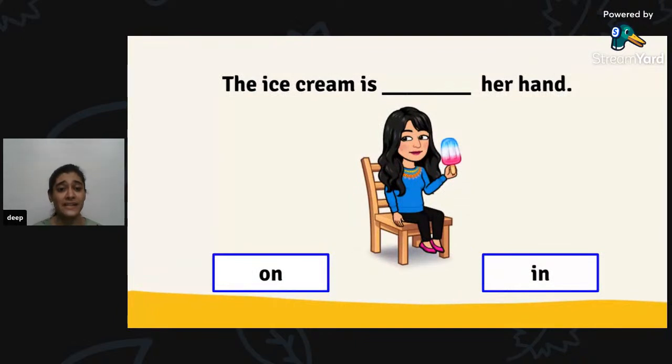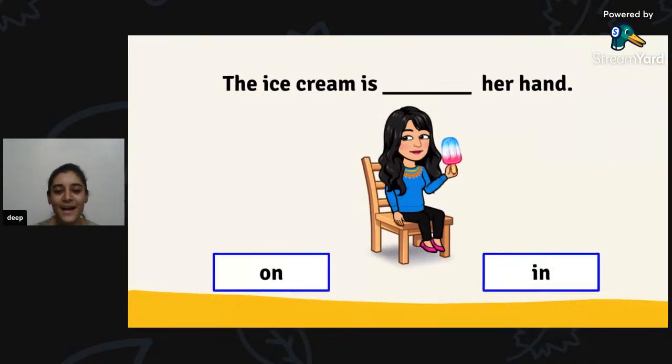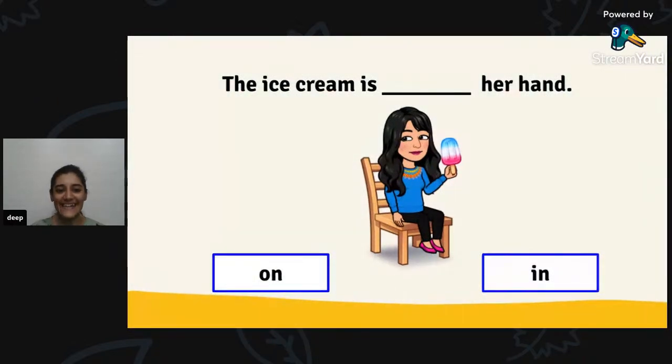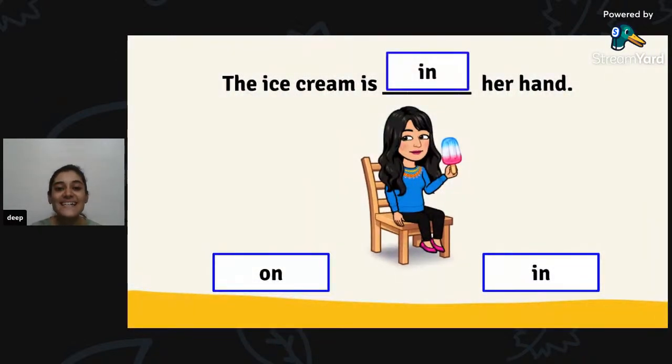The ice cream is dash her hand, on, in. Look at the picture. You can type your answers quickly in the chat box. Yes, I can see the answers. Great. Yes, the ice cream is in her hand. Very good. Let's move to the next sentence.